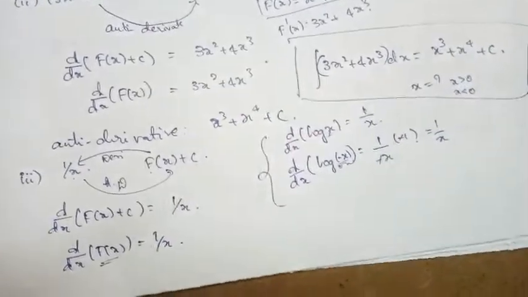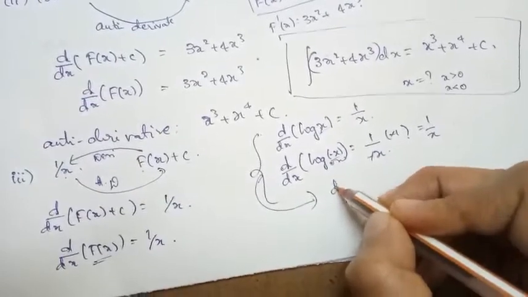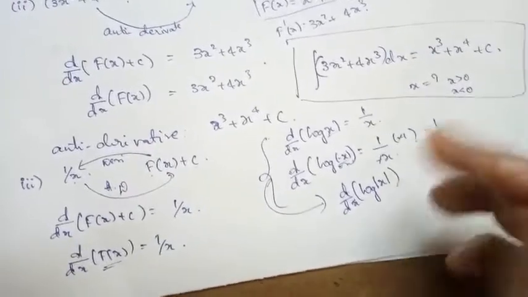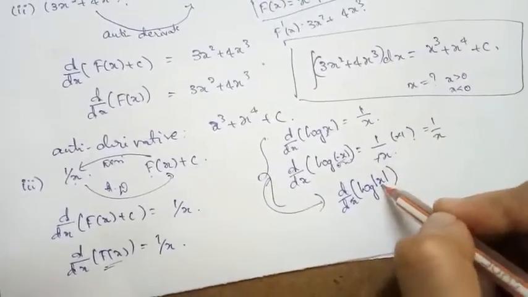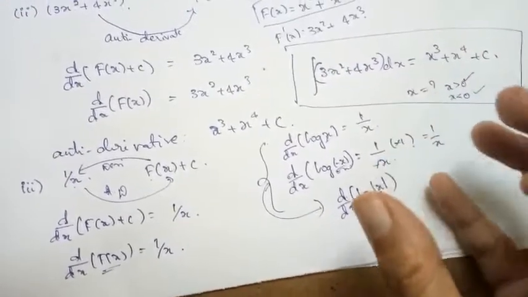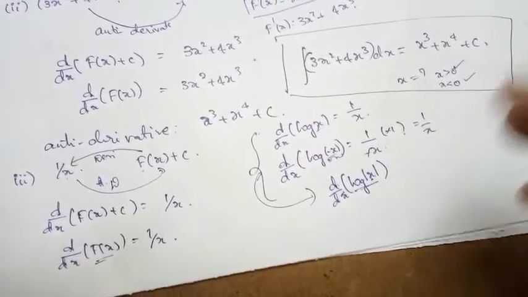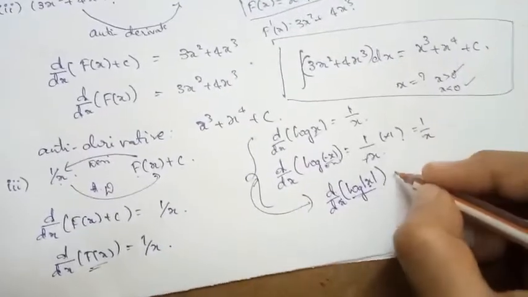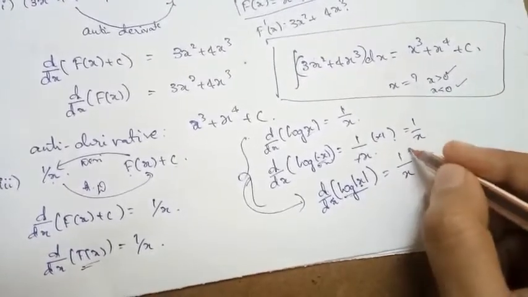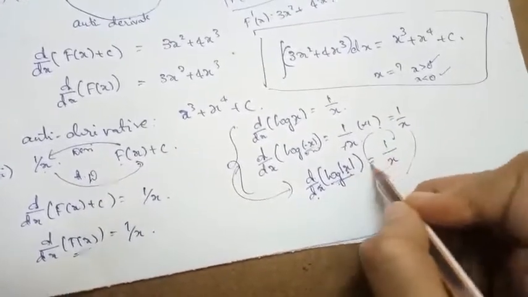So by combining these two, I can write it as d by dx of log of mod x. When I write the modulus of x, whatever the value might be, greater than or less than 0, the modulus of x will make the domain of the log always remain the set of positive real numbers only. So d by dx of log of modulus x is equal to 1 by x.